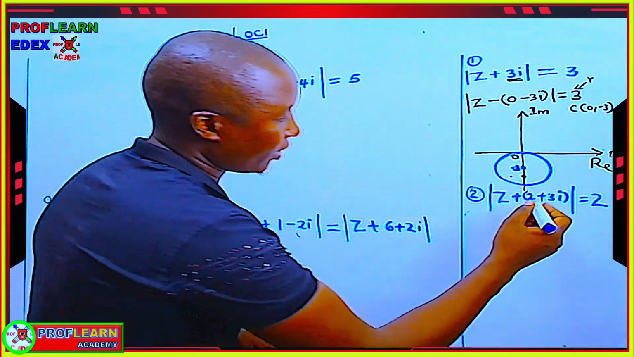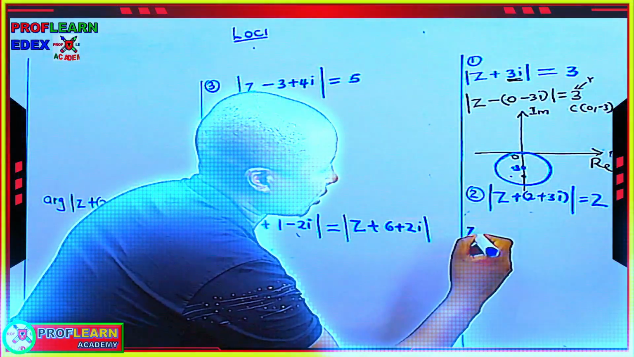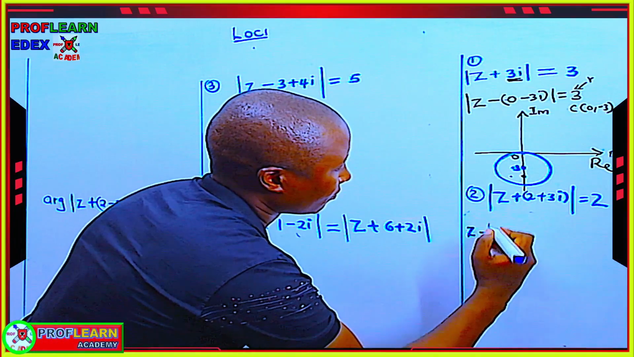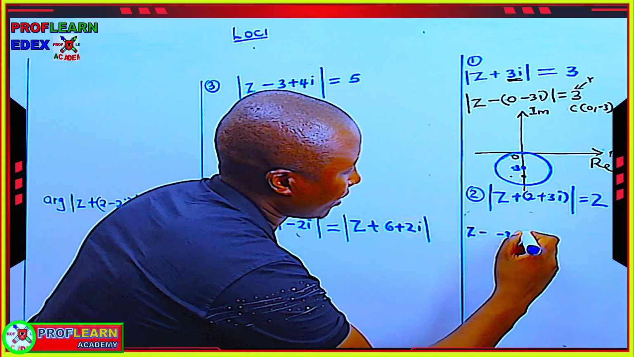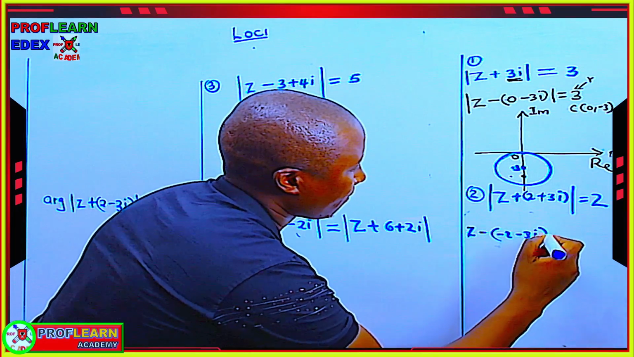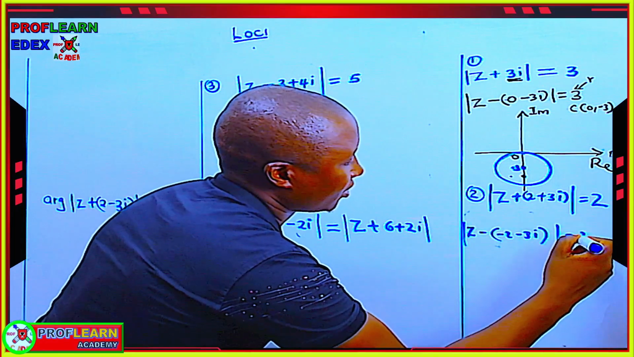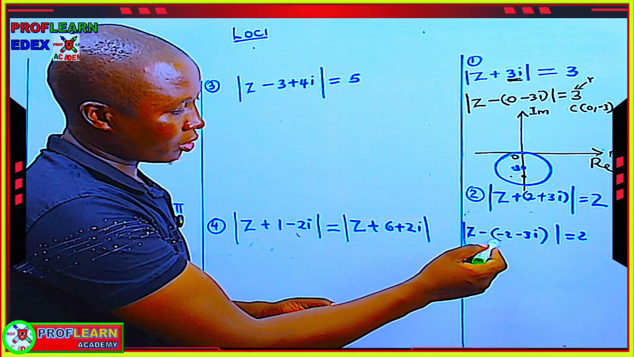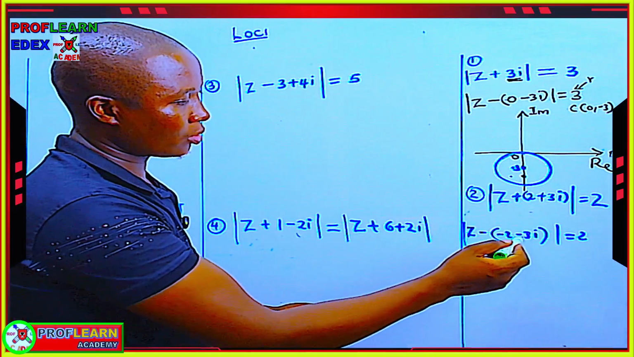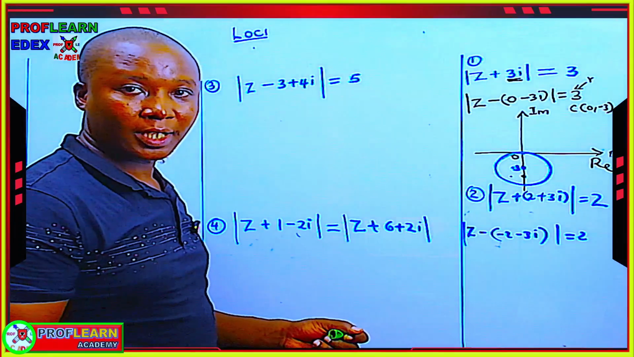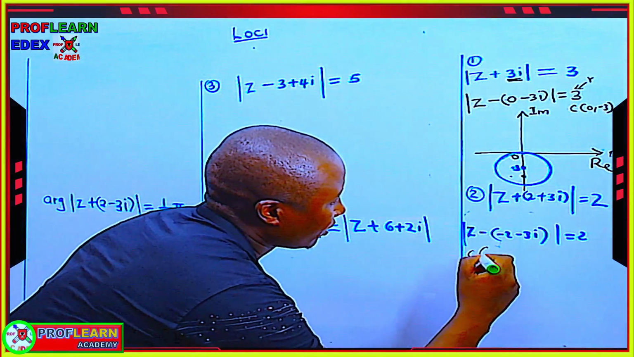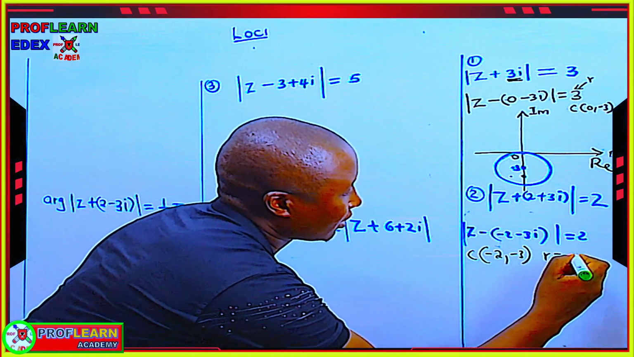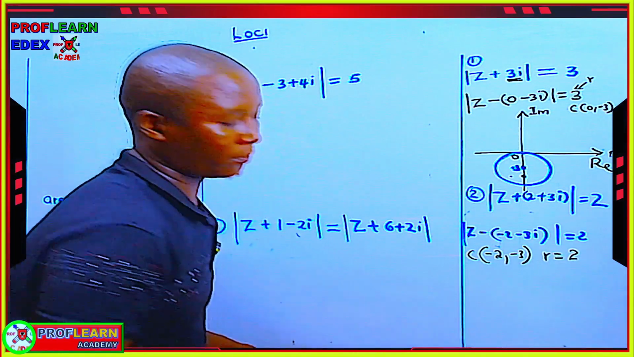But if you have this, we can say it can be written as |z - (-2 - 3i)| = 2. I'm writing that so that if you open the bracket, you get positive 2, and if you open the bracket, you get positive 3i. So the center of this circle is (-2, -3), and the radius of this circle is going to be 2.